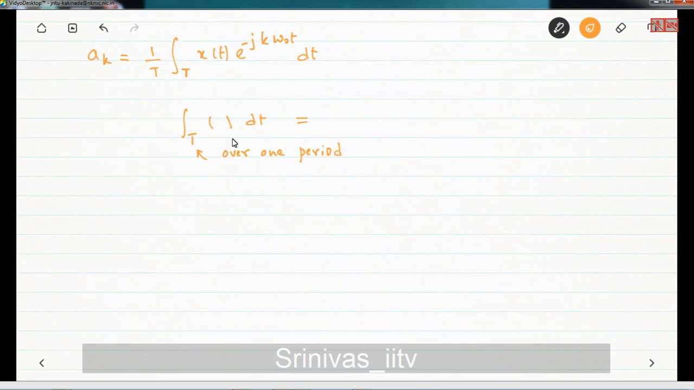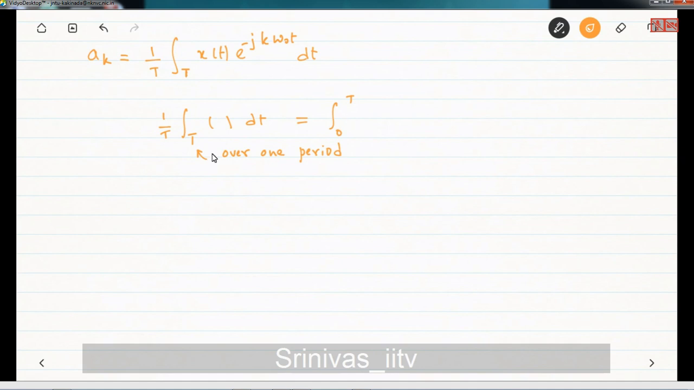And then I quickly said that maybe this will confuse you, and then I changed this to 0 to T, right? Do you remember? If you see in the last class notes, when for the first time I defined a_k, I wrote something like this: 1 by T integral T here, x of t e power minus j omega naught t dt. Then I said this notation is nothing but the integral being evaluated over one period. And then I said it may confuse you, so let's make it into 0 to T.